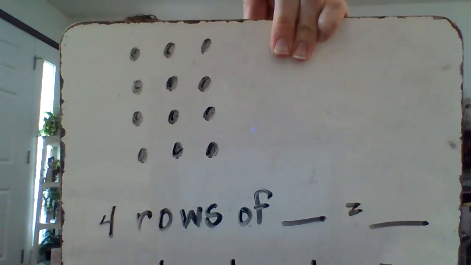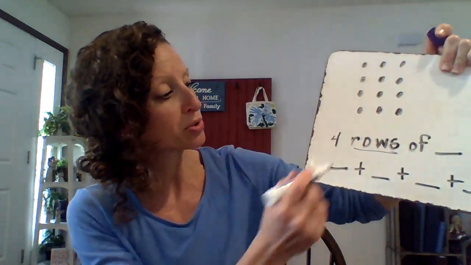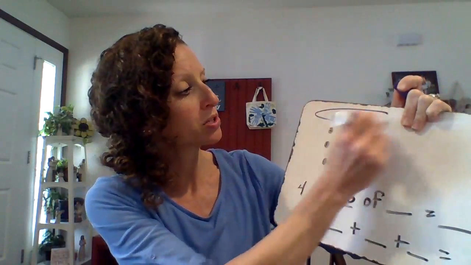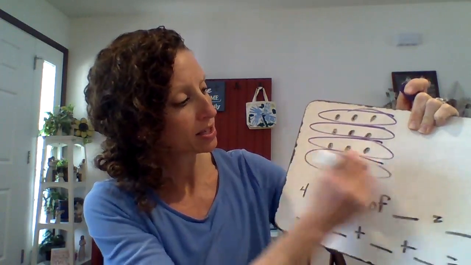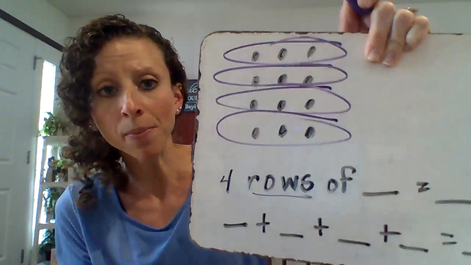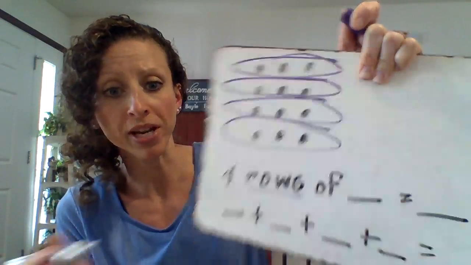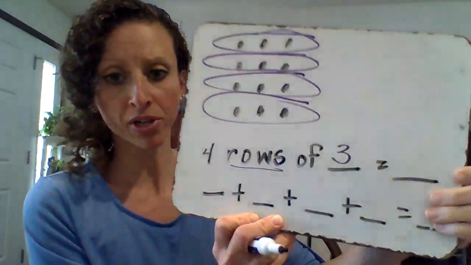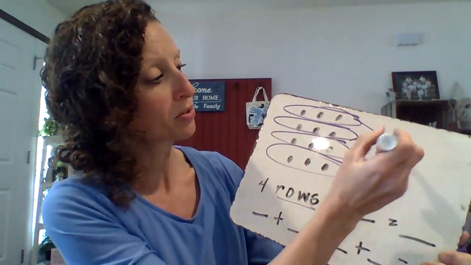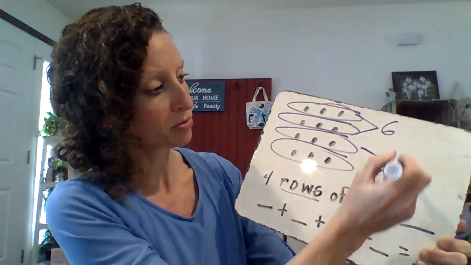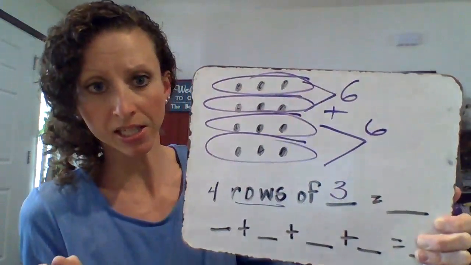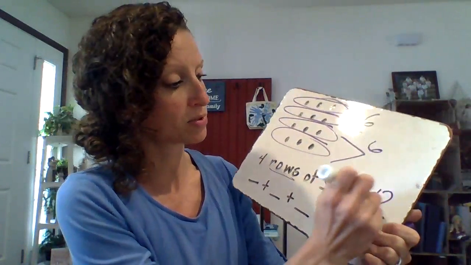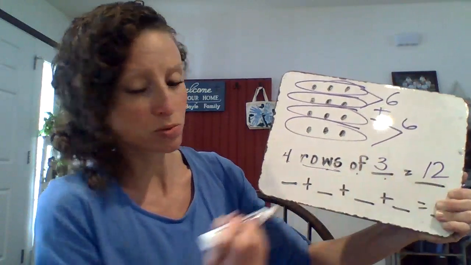Perfect, right? Now let's take a look at another one. Here's my next array, all nice and neat and organized. Down here it says rows, 4 rows of, so I'm going to circle my rows. I know they go side to side. I do see 4 rows. How many are in each of those rows? You're right, 3. So 4 rows of 3. What does 4 rows of 3 equal? Well, what's 3 plus 3? 6. What's 6 plus 6? You're right, 12. So 4 rows of 3 equals 12.